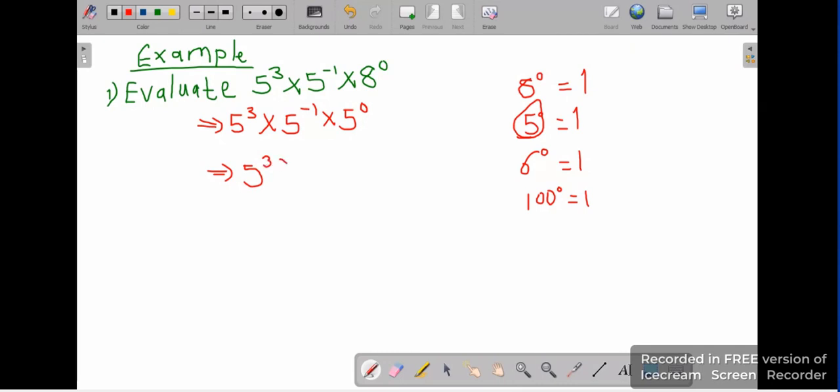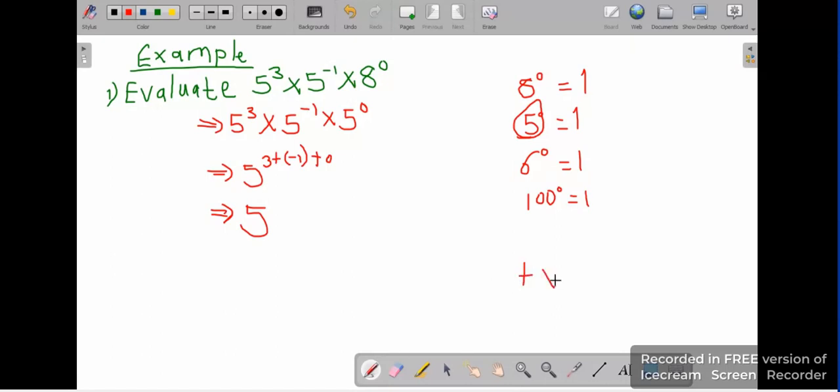So we're going to say 3 plus negative 1, close brackets, plus 0. Those are the powers that we have. And then when you are adding these powers, we're going to say 5. And now there's a positive sign and a negative sign. Remember, go back to my previous video where I talked about BODMAS and those signs. I will multiply the signs.